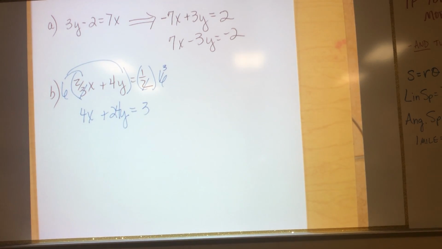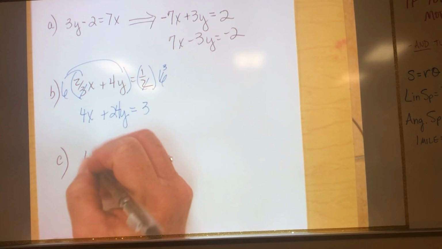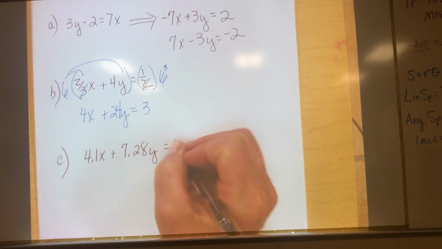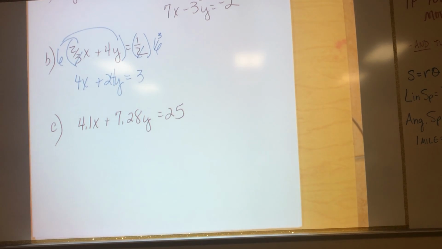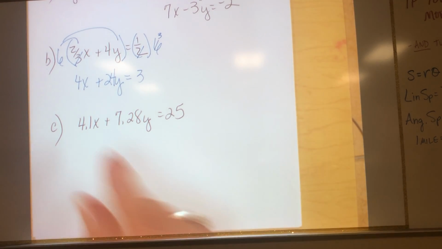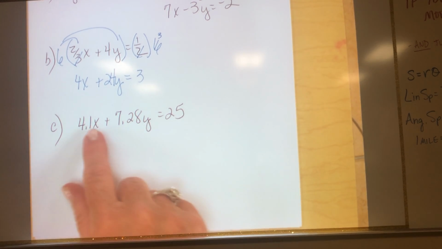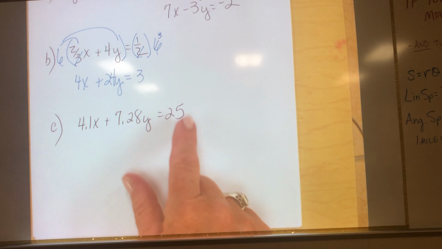All right, last one. C looks like this. 4.1x plus 7.28y equals 25. Okay, so this one has decimals in it, and that's not allowed. It has to be an integer. So how am I going to make all of these integers? Move the decimal to the right. Okay, if I did that, would they all be integers? Mm-hmm. If I move this one 2 to the right, what do I have to do to this one? Move that one to the right.